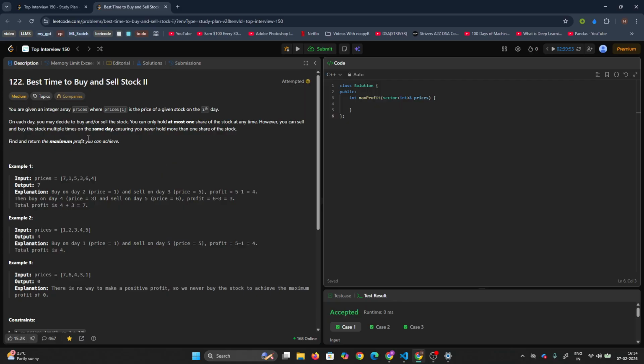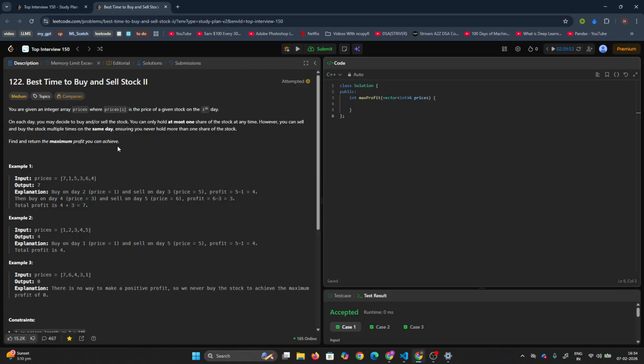You are given an integer array prices where prices[i] is the price of a given stock on the ith day. On each day, you may decide to buy or sell stock. You can only hold at most one share of the stock at any time. However, you can sell and buy multiple stocks on the same day, ensuring you never hold more than one share of stock. Find the maximum profit you can achieve.